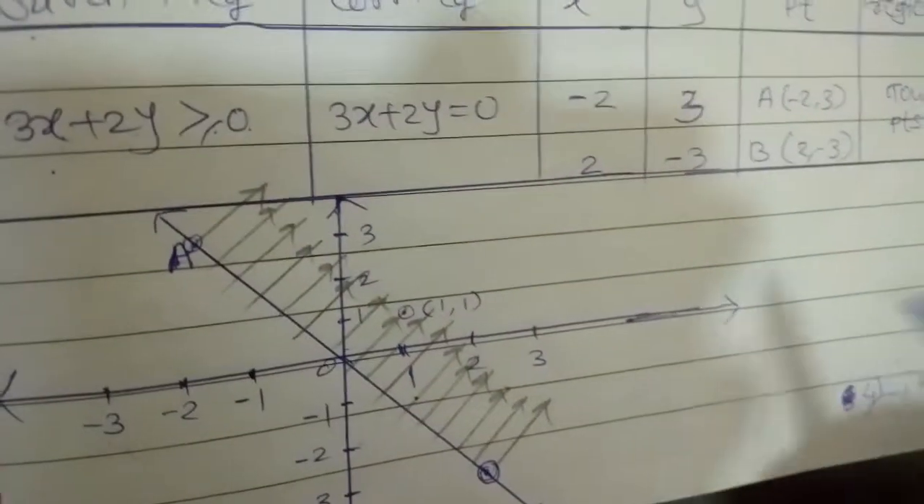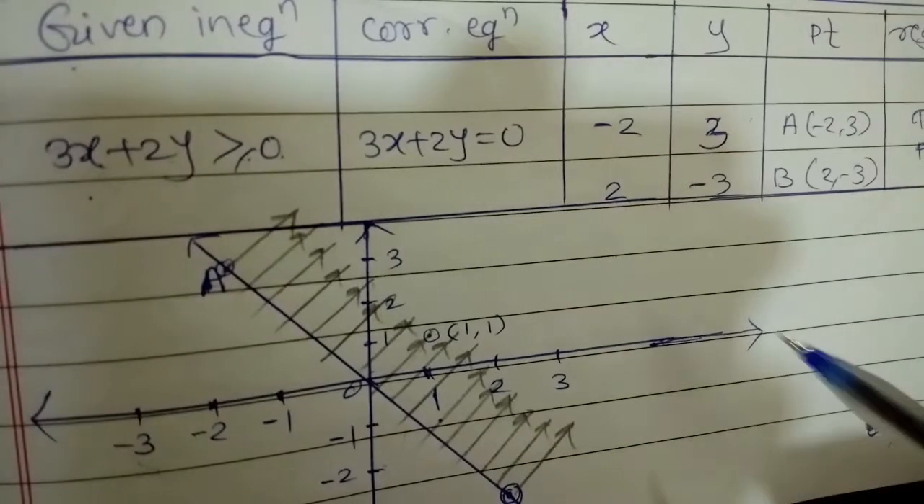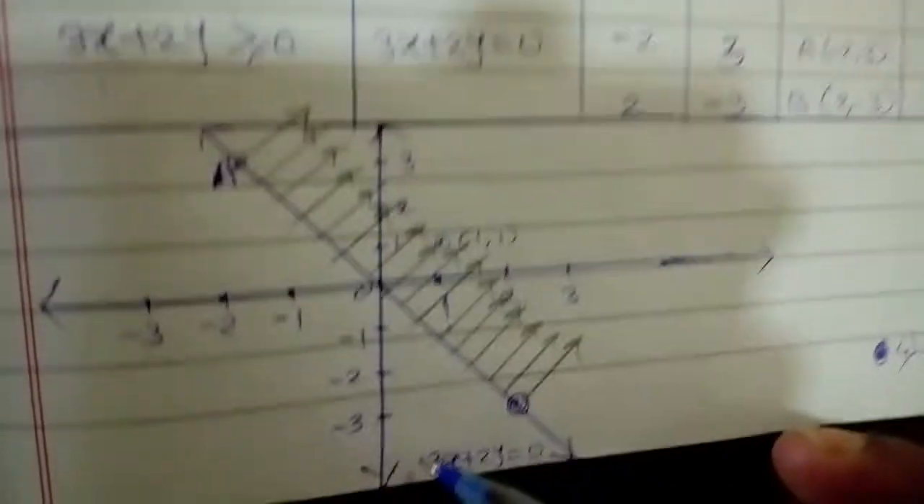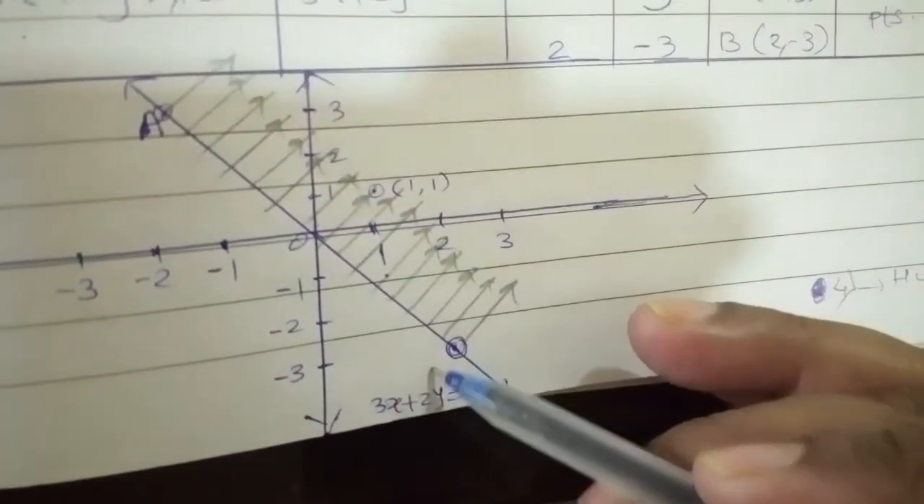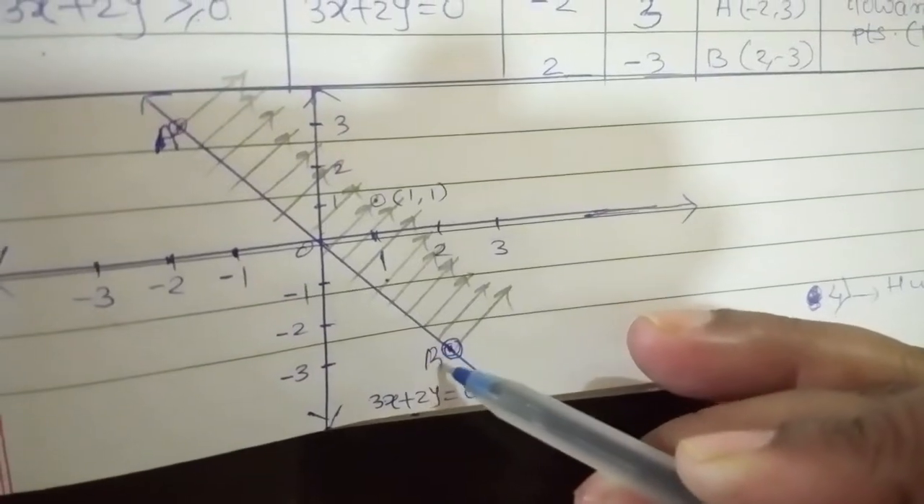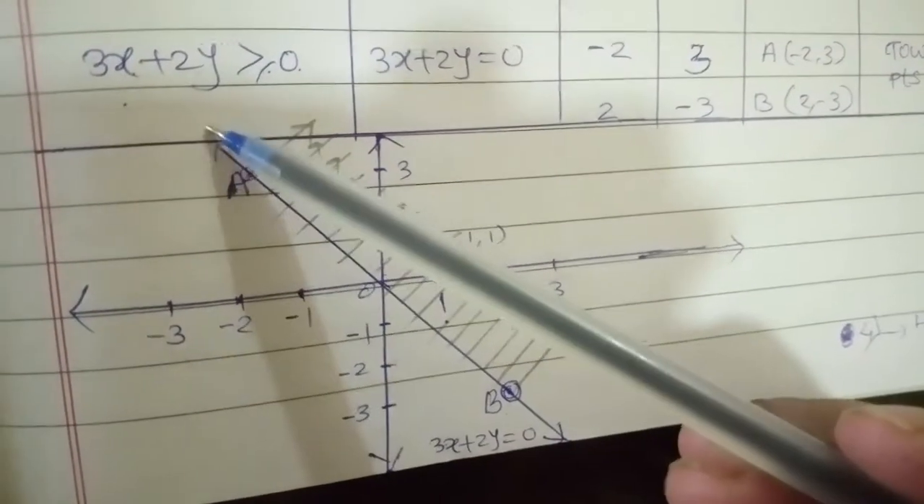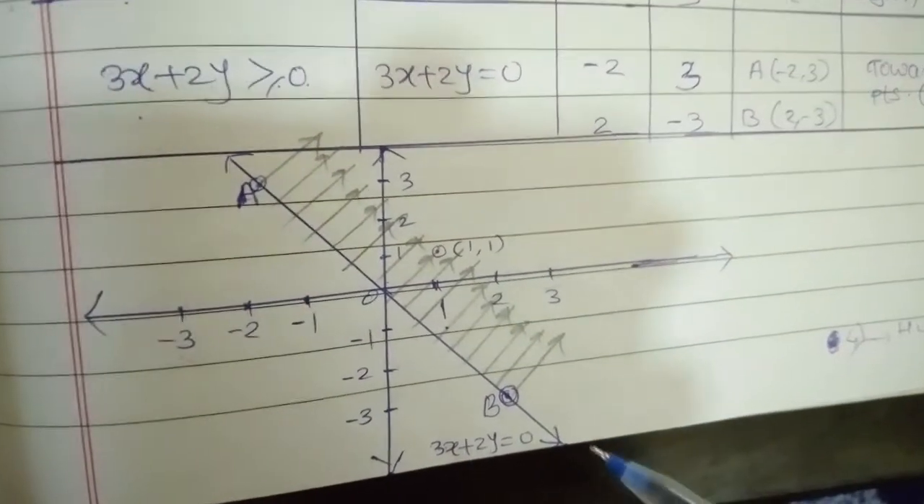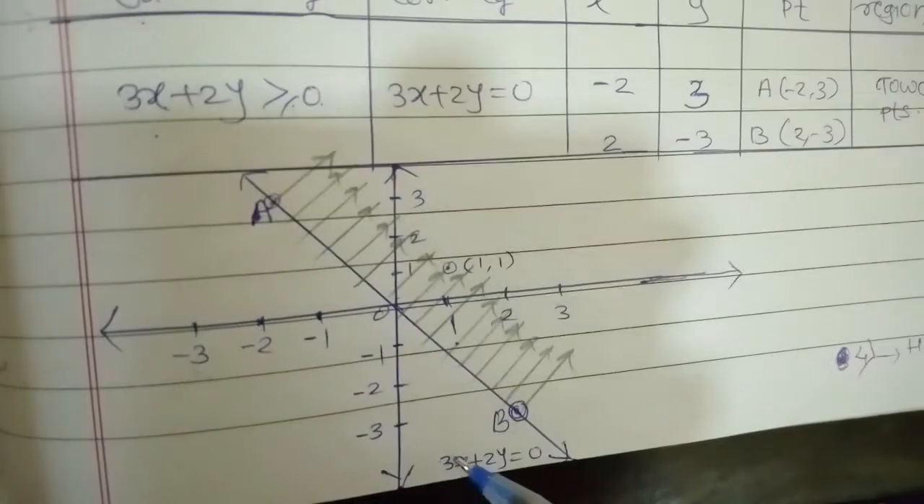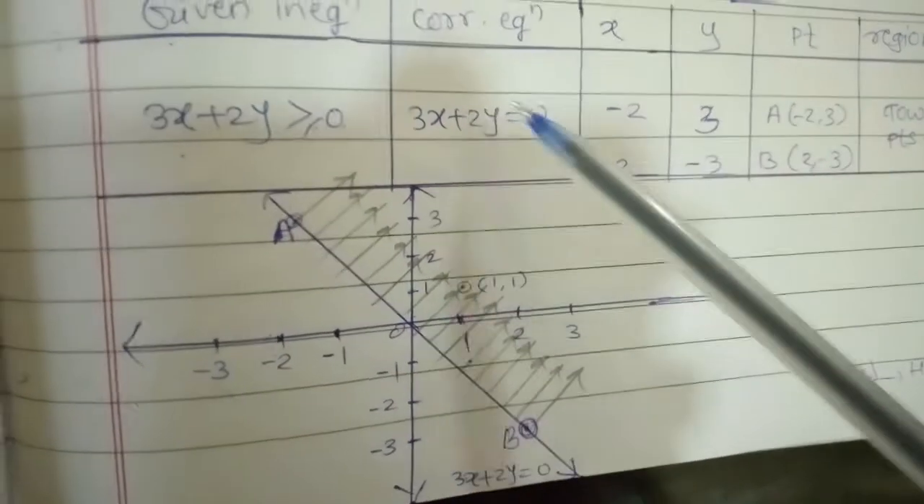And now see the b point, that is 2 and minus 3. So here is 2 and minus 3 is here. So this is my b point. And now we are just going to draw the line through a and b. So this is the line of the equation 3x plus 2y is equal to 0.